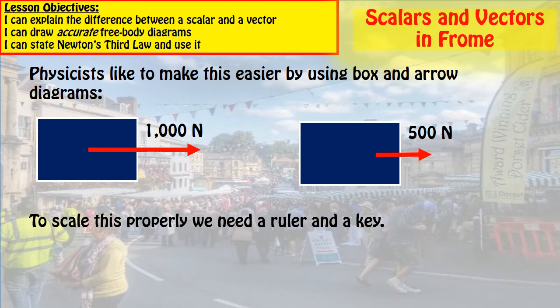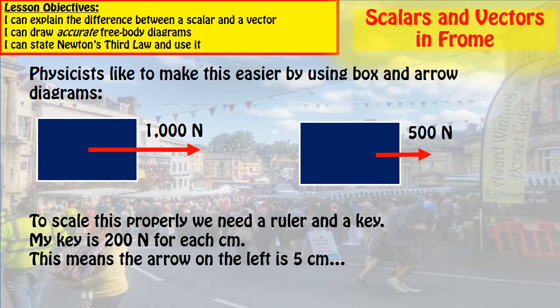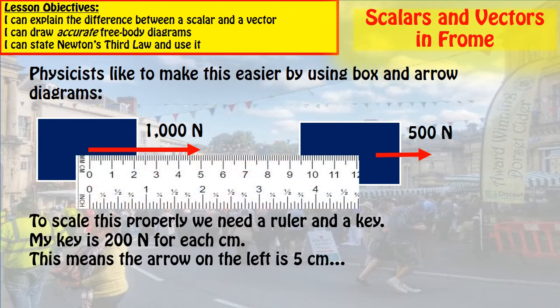To scale this properly, we need to use a ruler and a key. So let's see how we're going to do this. My key was 200 newtons for each centimetre. So the arrow on the left is going to be 5 centimetres. So if it's 1 centimetre for 200, 2 centimetres for 400, and so on, we get to 5 centimetres for 1,000. And we can see in the ruler, every centimetre is worth 200, so 5 centimetres is 1,000.